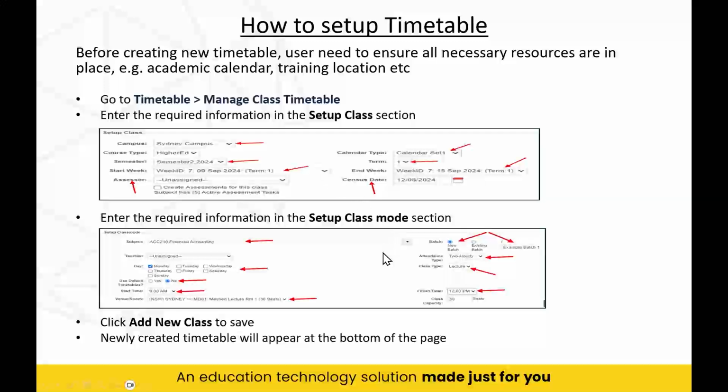divisions that you want. The second part of the timetable is to set up the actual timetable, as in selecting the subject, the time, and the date that you want this subject to carry a class. Once we have set all this up, just click Add New Class, and the newly created timetable will be displayed at the bottom of the screen. So this is setting up a timetable.